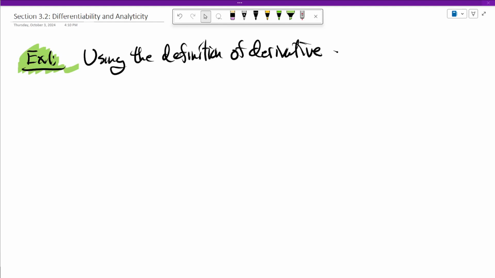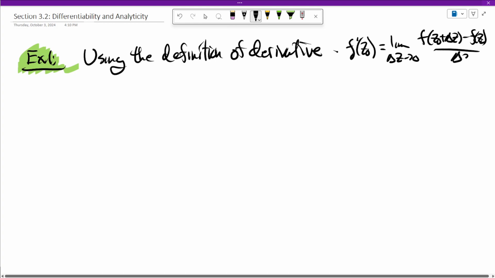In our first example for section 3.2, we're going to use the definition of derivative of a complex function. And as a reminder, that definition is to compute the derivative at z0, you take the limit as delta z goes to 0 of f of z0 plus delta z minus f of z0 over delta z. That should look familiar from calculus.